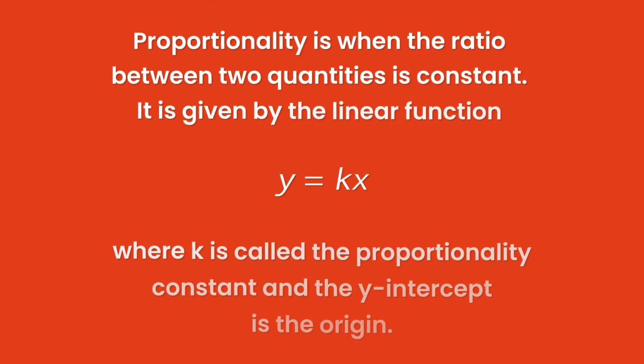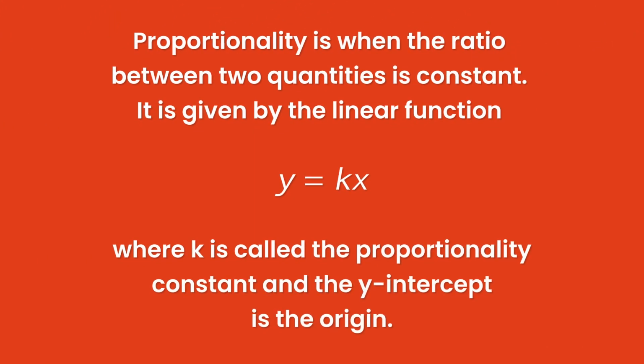Proportionality is when the ratio between two quantities is constant. It is given by the linear function y equals kx, where k is called the proportionality constant, and the y-intercept is the origin.